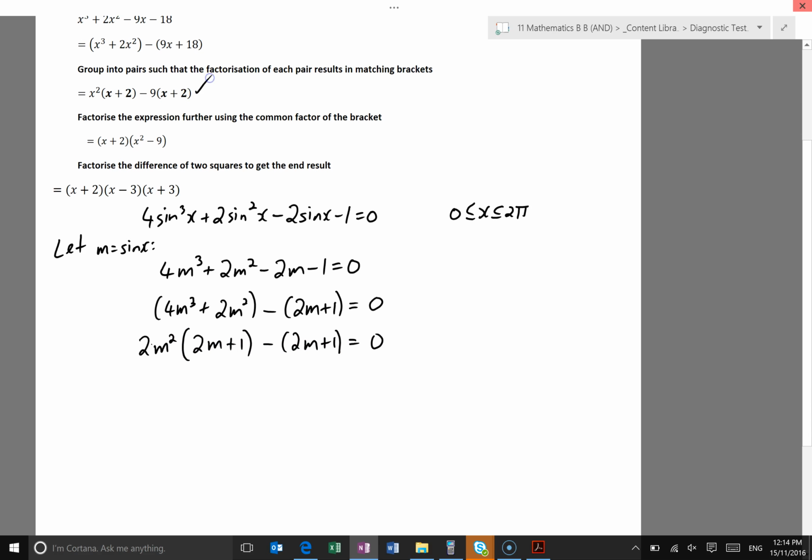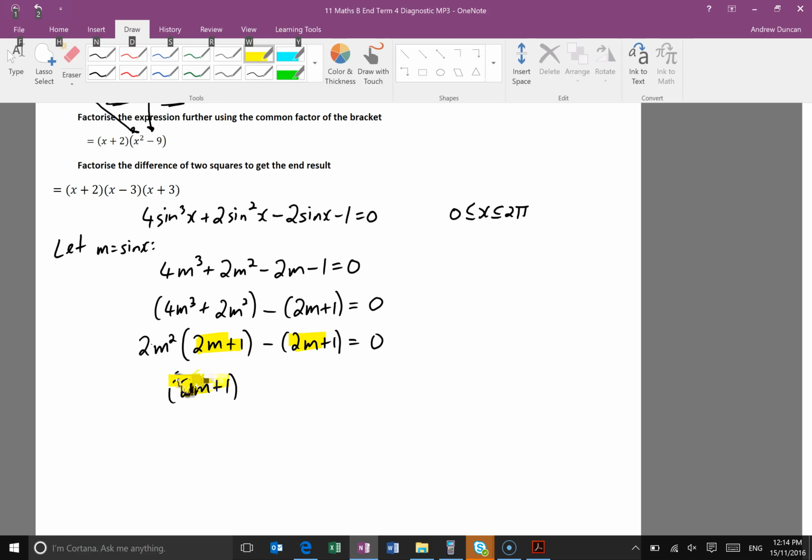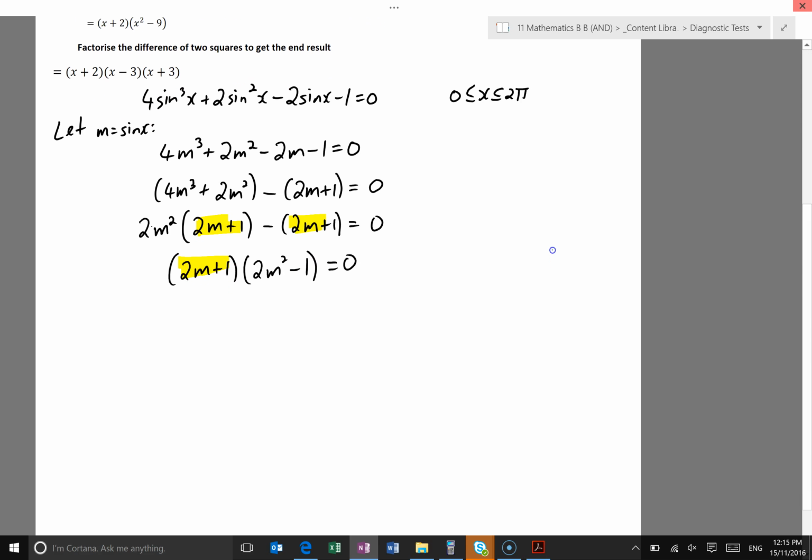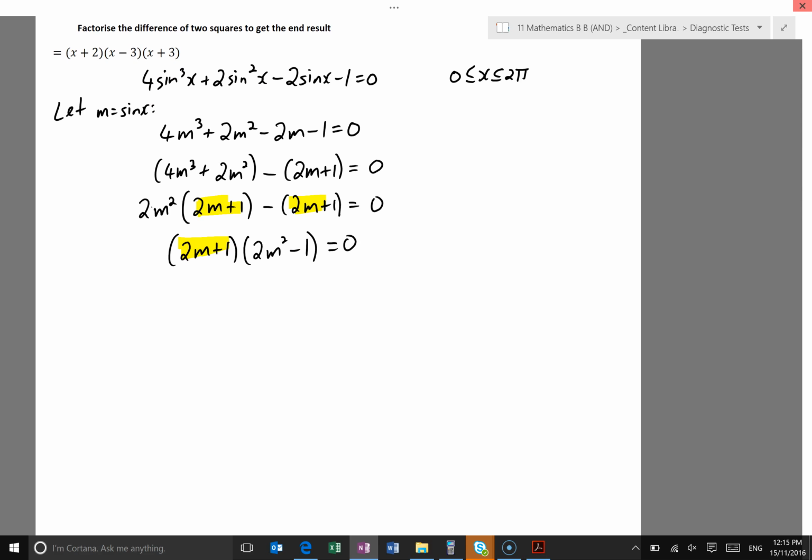So I'm pretty much at this point. I notice that they've seen that there's x plus 2's that are common, and the x squared and the 9 have come down. So I'll do a similar thing. I see the 2m plus 1 is common between both of these terms. And what's left over is 2m squared minus, there's nothing in front here, so there's really a 1. Now that this equation is factorized, I can use my null factor law.